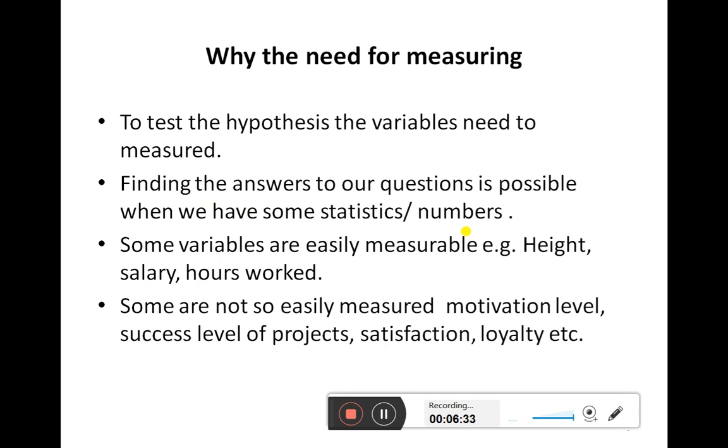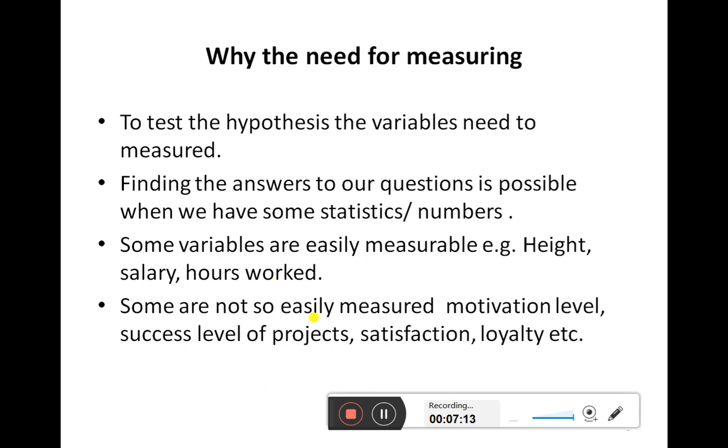Students, as I told you, sometimes we have variables which are very easy to measure, like the weight of a person, the height of a person, the speed of a bike, or let's suppose the speed of the wind. Here I have mentioned these easily measurable variables: height of a person, salary of an individual, hours worked by the employees in an organization, speed of the wind. These are variables which we can directly measure.